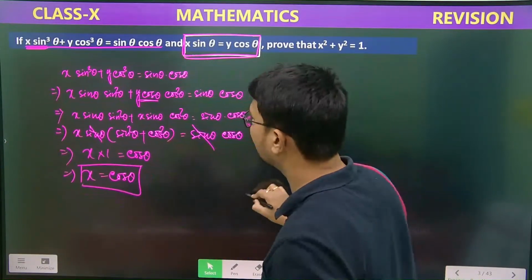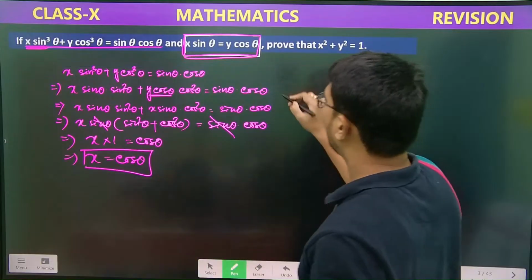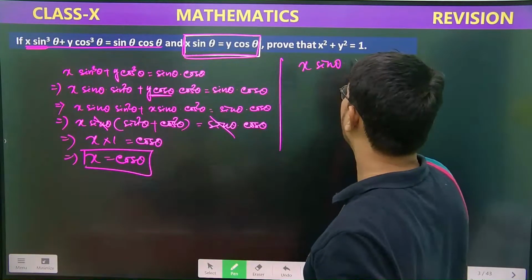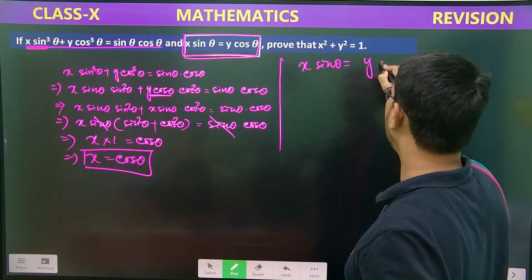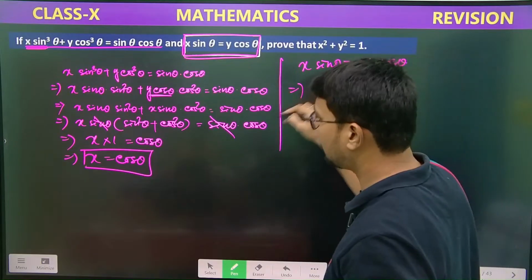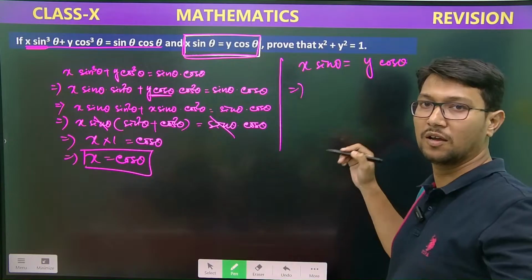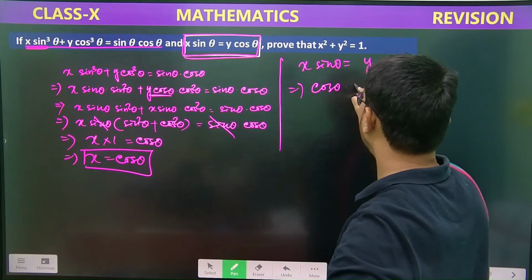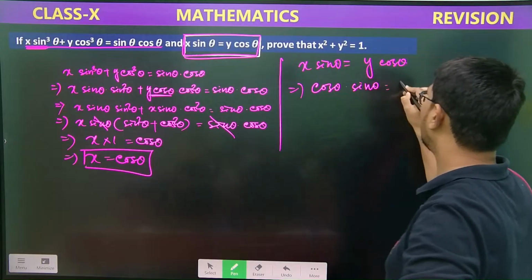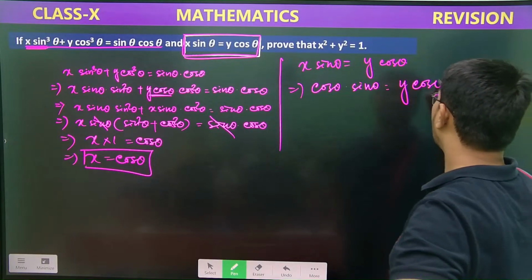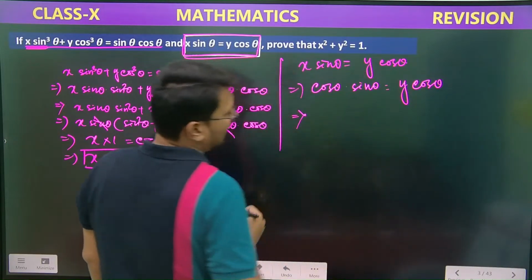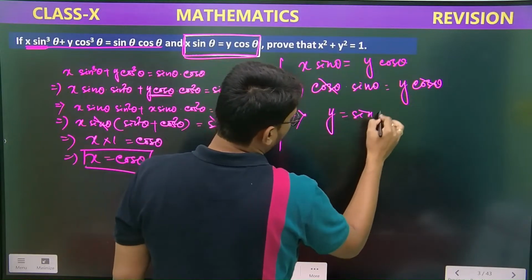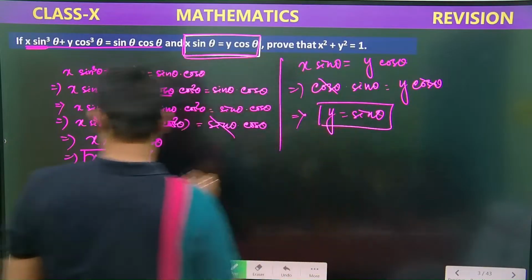What is given? Is that visible? Right? What is given? Bolo. X sin theta equals y cos theta. This implies x value kya hai? What is x value? X value is cos theta. Sin theta equals y cos theta. Right, everyone? So this implies, check karo, cos theta will be cancelled from both sides. So y is how much? Sin theta, bachcho. Y value sin theta, x value cos theta.